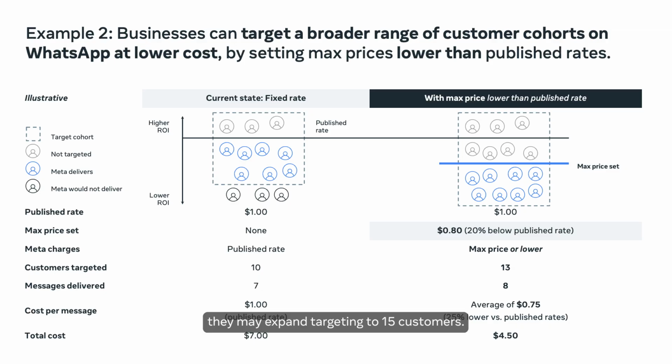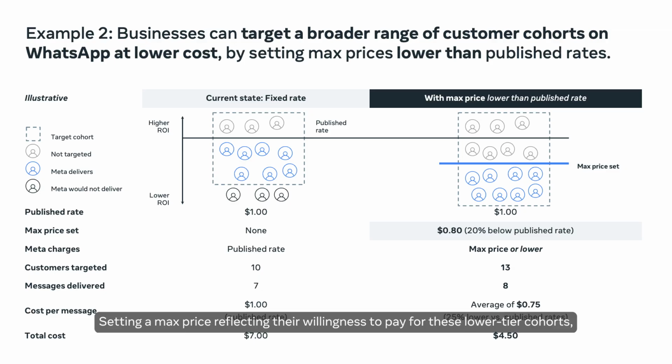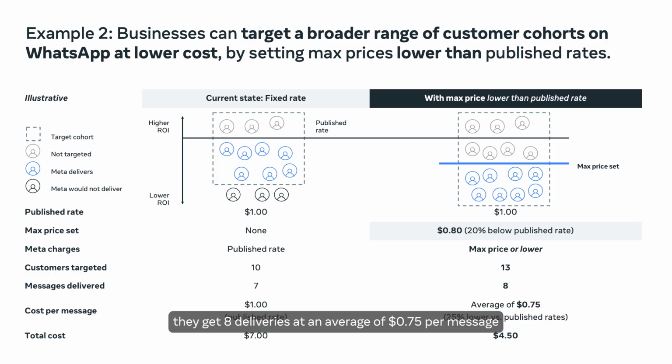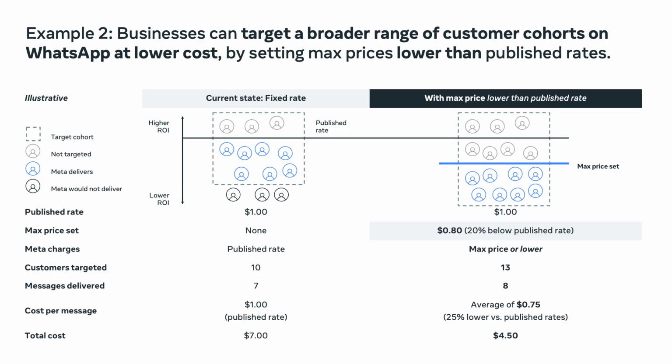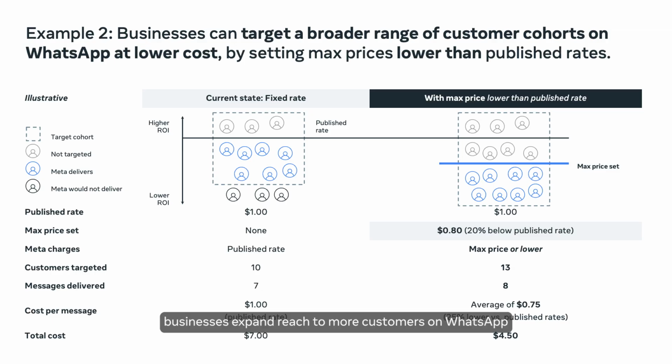With lower max price, because businesses can now pay below the publish rate, they may expand targeting to 15 customers. Setting a max price reflecting their willingness to pay for these lower tier cohorts, they get 8 deliveries at an average of 75 cents per message, which is 25% below the publish rate. The key takeaway here is that businesses expand reach to more customers on WhatsApp and lower average cost per delivery.